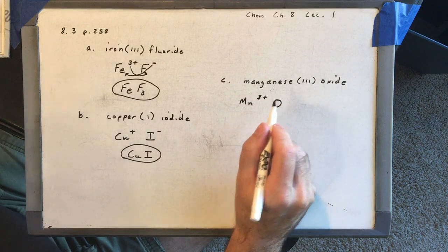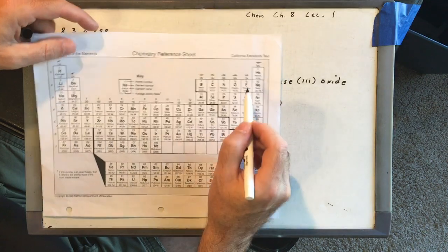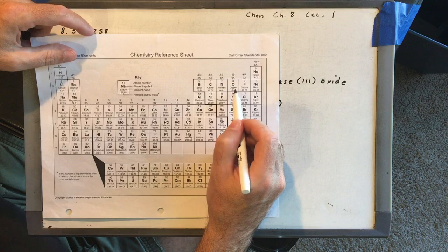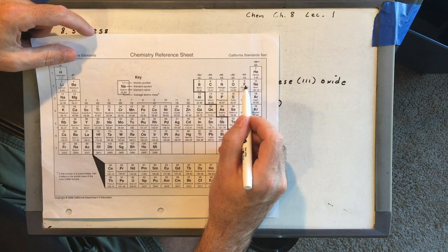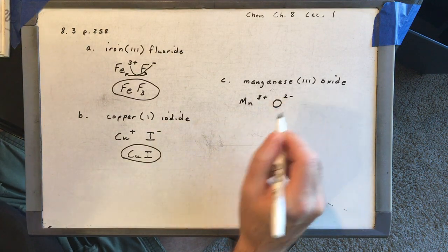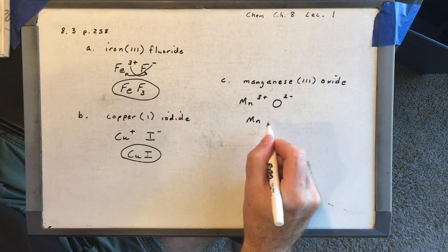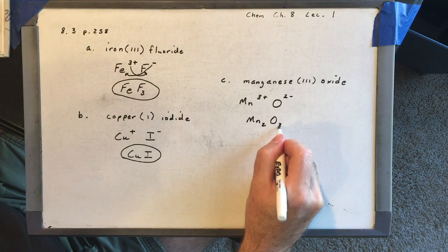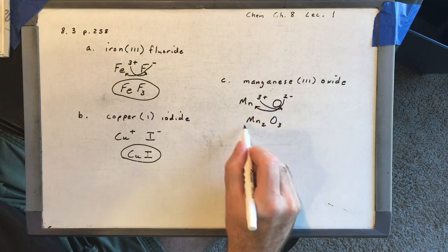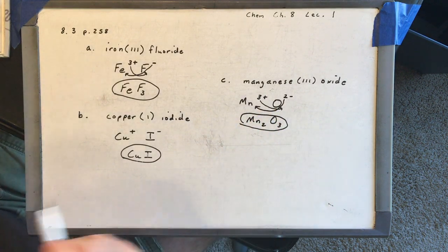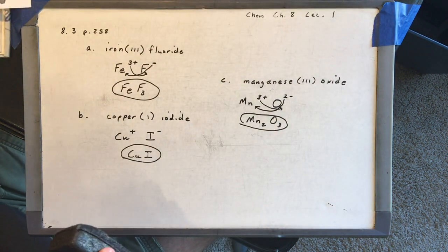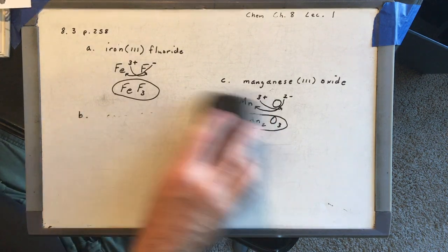Oxygen is in column 6. So how many electrons does it want to gain? It's a nonmetal, so it wants to gain. It wants to gain 1, 2 to get over to neon. So that'd give it a 2- charge. So you have Mn2O3 after you switch, do what I call the big switcheroo. All right, so pause it if you need to, and we'll go on to the next page.